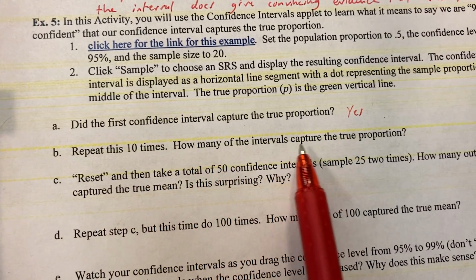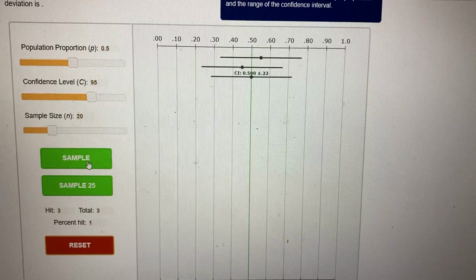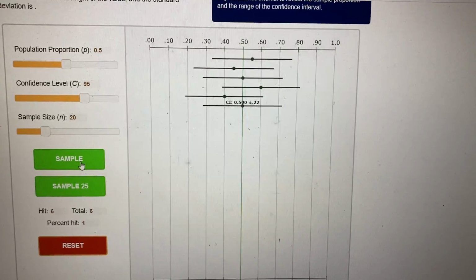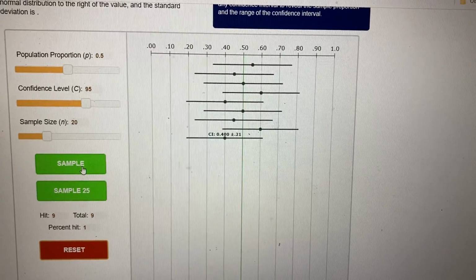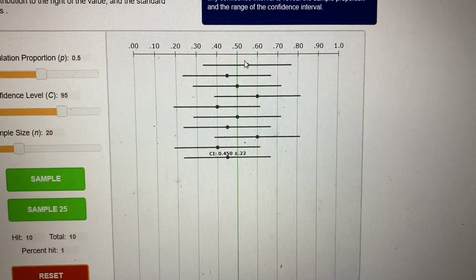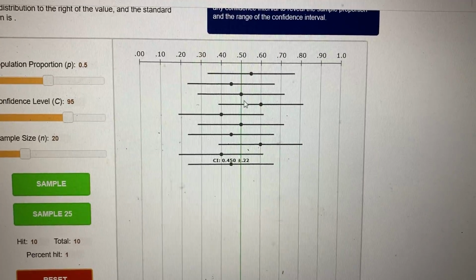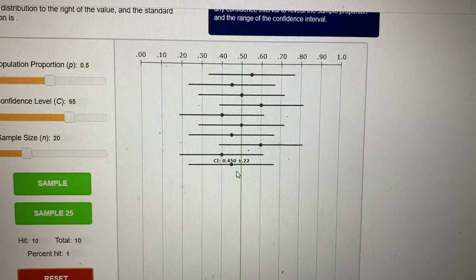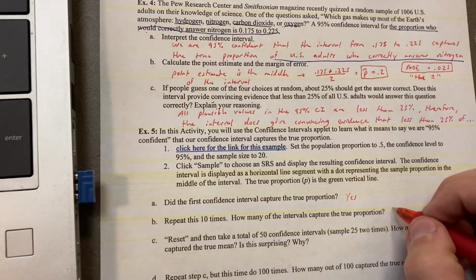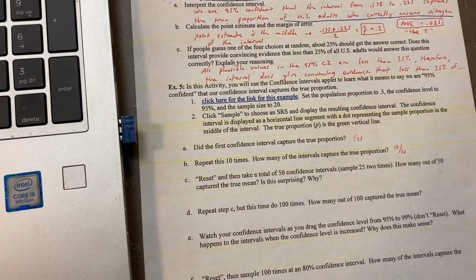Okay, repeat this 10 times. How many of the intervals capture the true proportion? Let's repeat it 10 times. So that's 1, 2, 3, 4, 5, 6, 7, 8, 9, 10. All of our samples reported confidence intervals that did capture the true proportion. So we are 10 out of 10 for our sample proportions. That's pretty good.